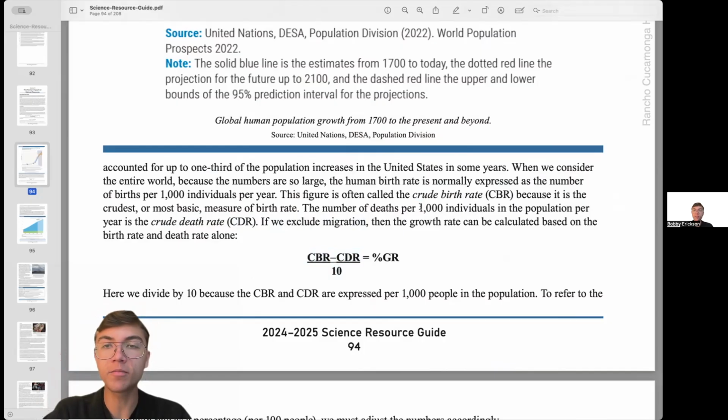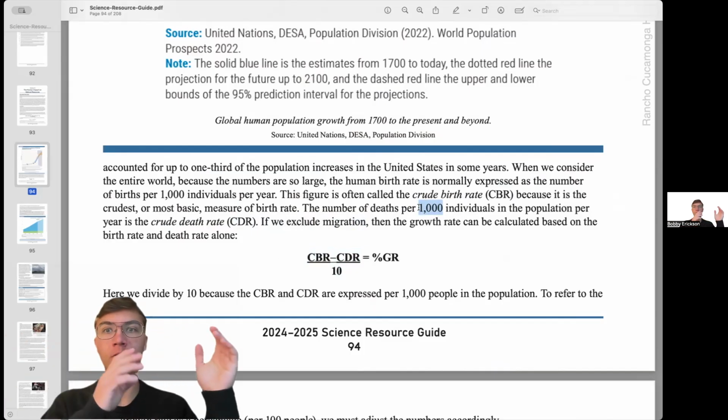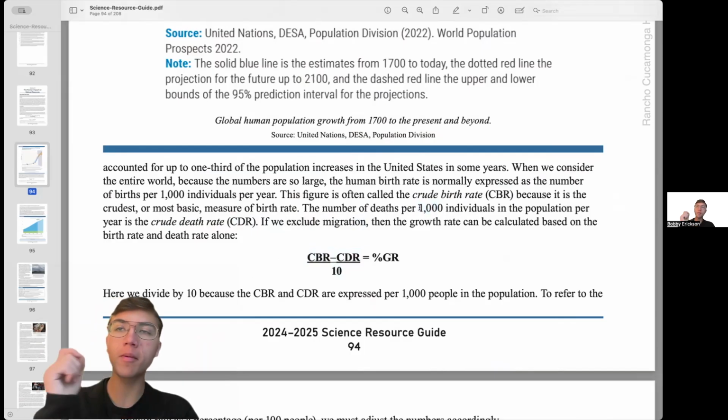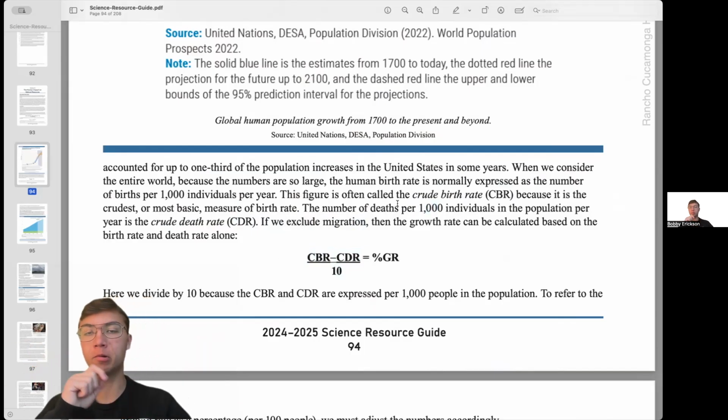Now, notice this is per 1,000 individuals and not per 100. If it was per 100, we wouldn't have to divide by 10 because we would already be at a factor of 100. And remember, 100 is the multiplier for percentages. So the reason why we're dividing by 10 here is because it's per 1,000 individuals, and we need to divide by 10 in order to get to 100. If we wanted to have the decimal approximation, we would need to divide by 1,000.